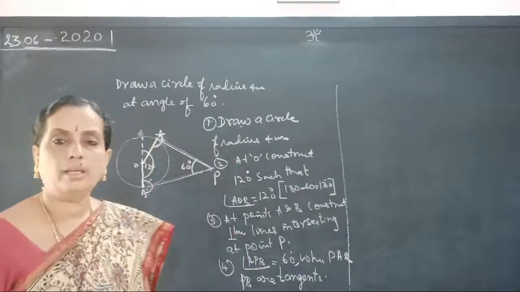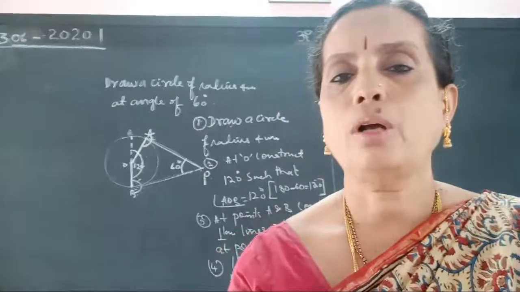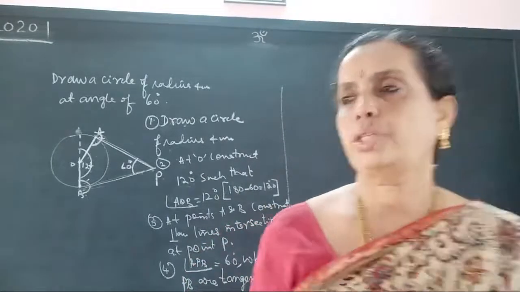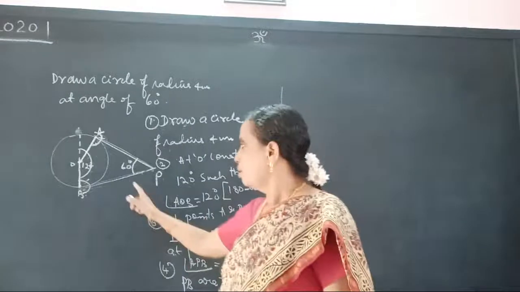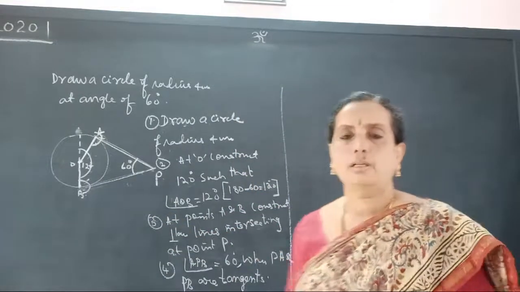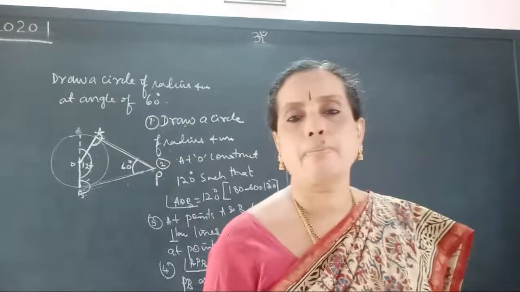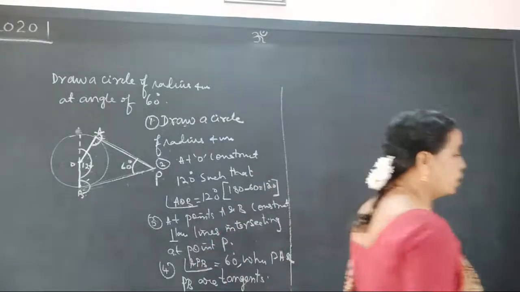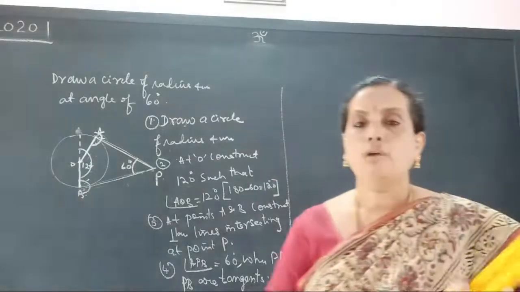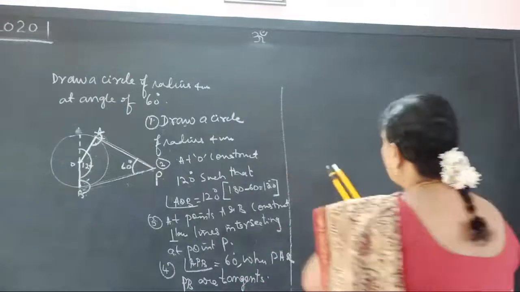Is this okay? Shall I start the construction now? This is about the steps of construction. I will show you how to get the construction. This is the rough figure, and these are the steps of construction. Now we will do the construction part. Let us start. Take your compass having the radius 4 centimeter.